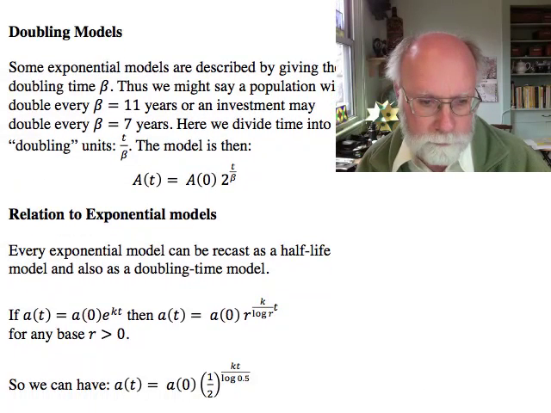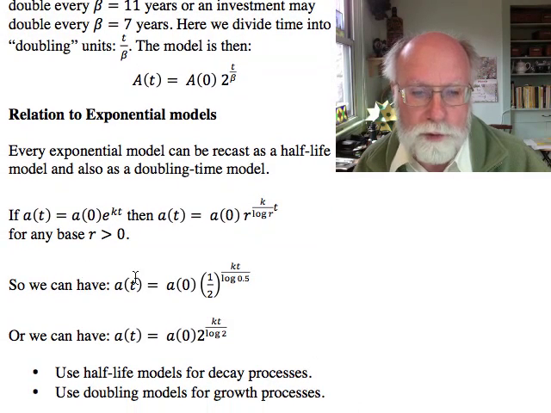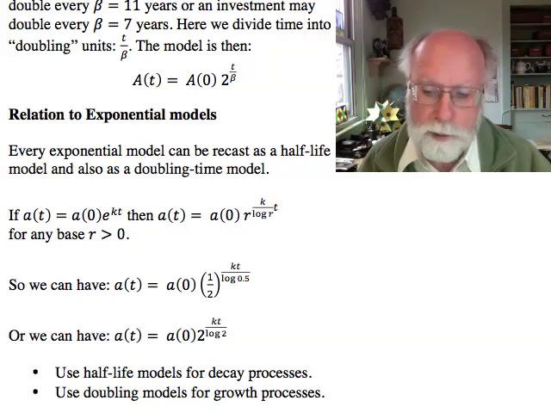So for half-life models, we just change A of t to A0 times 1/2 to the kt over log 1/2. To make it a doubling time model, we take A0 times 2 to the kt over log 2. And so we can do this shifting into different bases, and by choosing these bases appropriately, we can actually use half-life models for decay processes, doubling time for growth processes, and this makes it much easier for everybody to understand what's going on in the model.